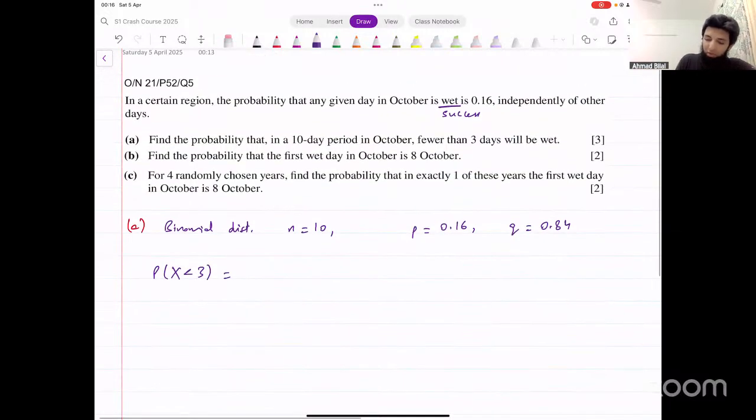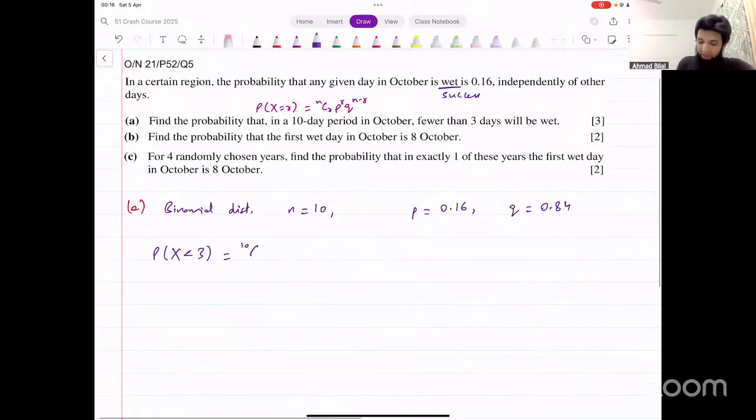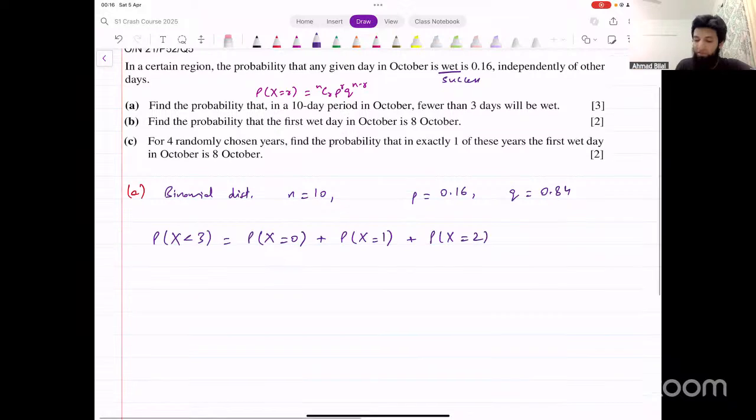Since it's binomial, let's write down the binomial formula. It looks like this: nCr p raised to power r, q raised to power n minus r. Let's break it down because we have an inequality sign. Less than 3 means it could be x equal to 0, it could be x equals 1, or it could be x equals 2. We have these three possibilities.